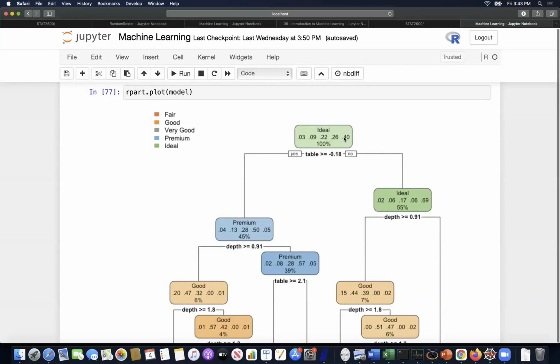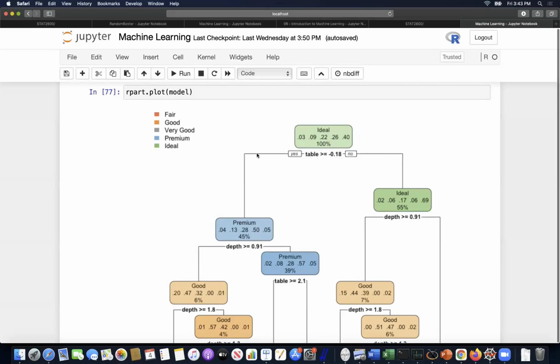But where are these probabilities coming from? They are coming from counting. You just count the number of data points that are fair. You count the number of data points that are premium. Okay, so this is just counting.